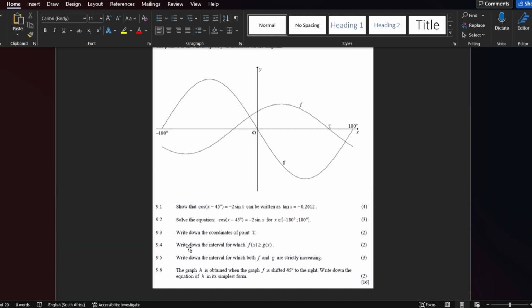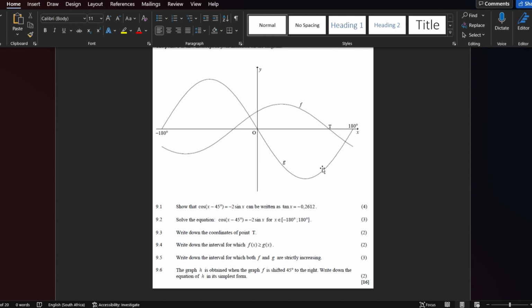Question 9.4 asks us to write down the interval for which f of x, the graph of f, is greater than or equal to g of x. So f must be above g of x. When f of x is greater than g of x, it has to be higher than g of x. So we see here it is below g of x, in this small portion it is below. So it's obviously between the two points of intersection, which is basically what we solved for in 9.2. Why? Because we equated the two graphs, so we had our points of intersection, and they said when f of x is greater than, so it's in that portion, and equal to, meaning we will include our points of intersection in that as well.